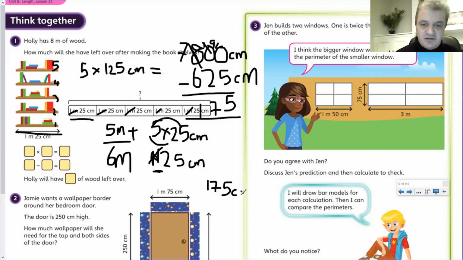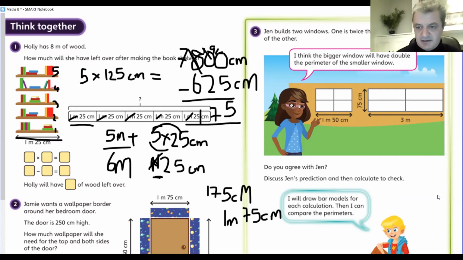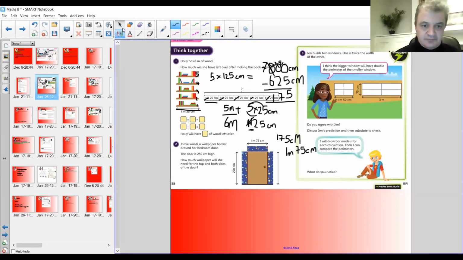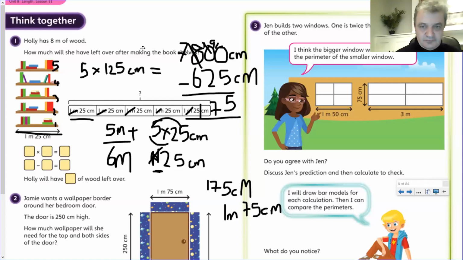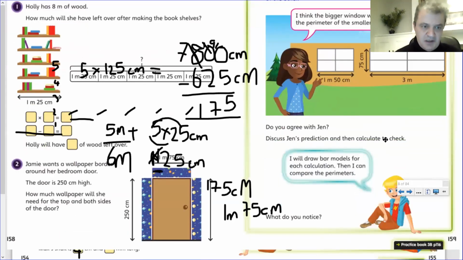Or I can convert that to 1 meter 75. Okay, 175 centimeters. So I'm converting this 100 centimeters into 1 meter. Okay, let's have a look.